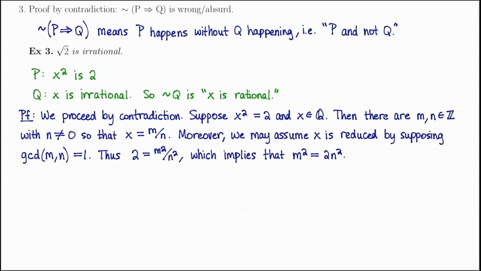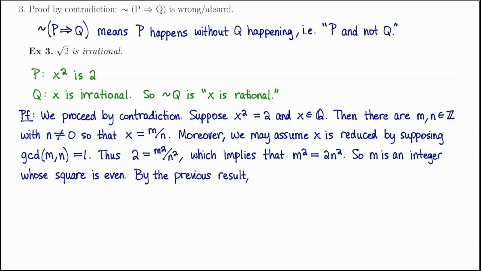Now look at what we have and think about the theorem that we just proved. This sentence suggests that m is an integer whose square is even. But we just proved that if an integer square is even, the original integer must be even. So m is an integer whose square is even. By the previous result, we know that m must be even.